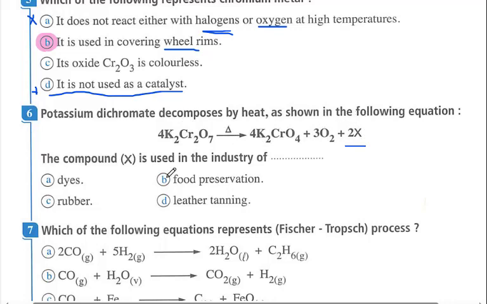Cr2O3 is used as a dye. Okay, chromium 3 oxide has a green color, so it is used as a dye. Food preservation is not correct. Leather tanning is one of the usages of chromium, not chromium dioxide. Rubber is one of the usages of zinc. So here chromium 3 oxide is used in dyes. Okay, so the correct answer here is dyes.